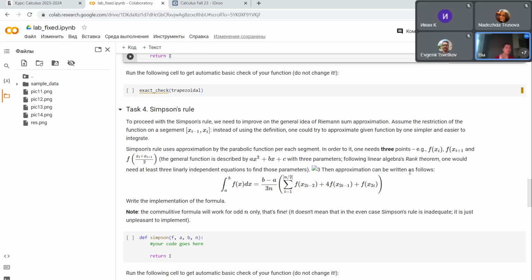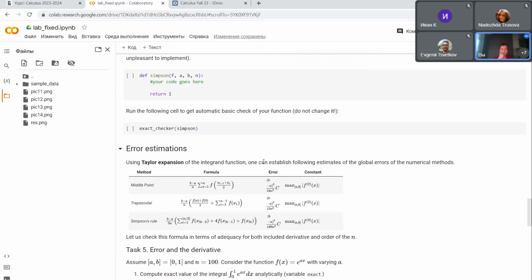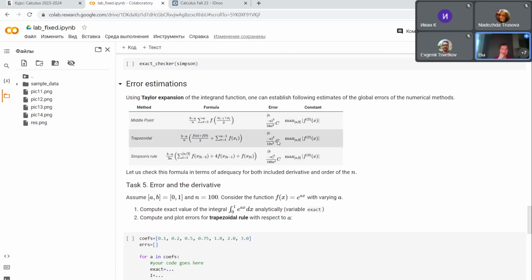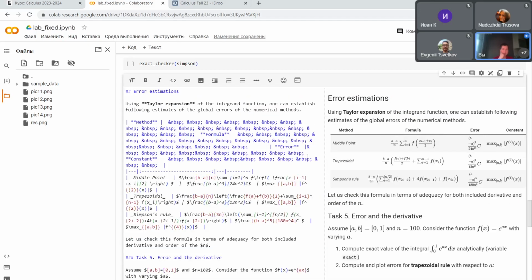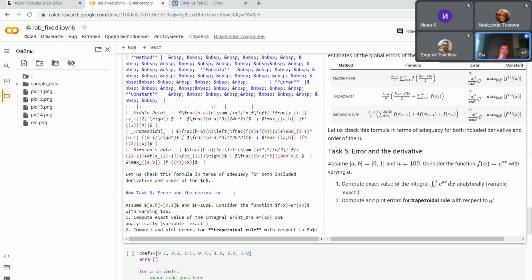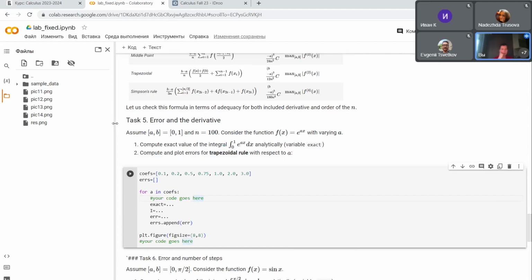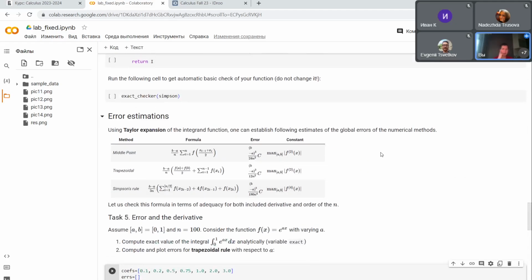Please be careful with odd and even amounts of points in your partition, but maybe it will be really useful to have a look at it. Okay, so we have this Simpson's rule. Maybe it's a little strange that we have 3 different rules. Maybe some of them are better, maybe some of them are worse than others.